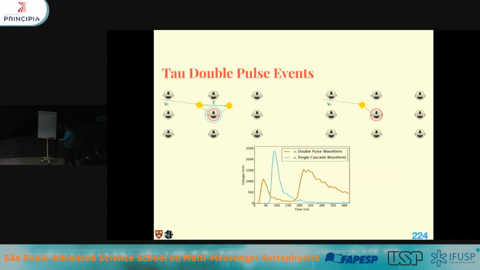There's another way in which you can try to see the double bands. It's known as a double pulse technique. And that implies that instead of trying to reconstruct the whole events, maybe you could look at individual PMTs and see if an individual PMT has a double pulse waveform.